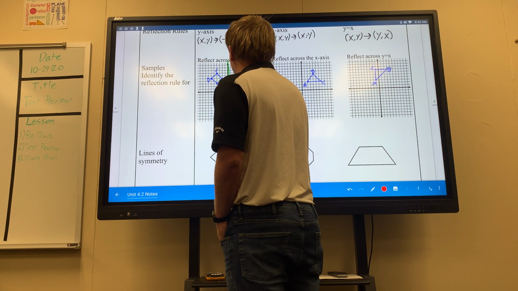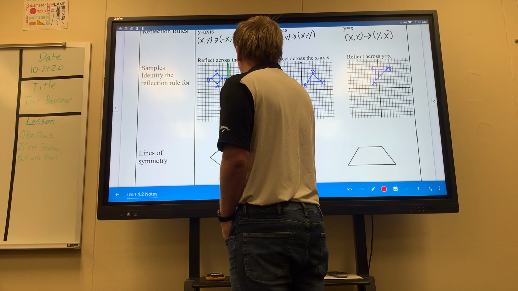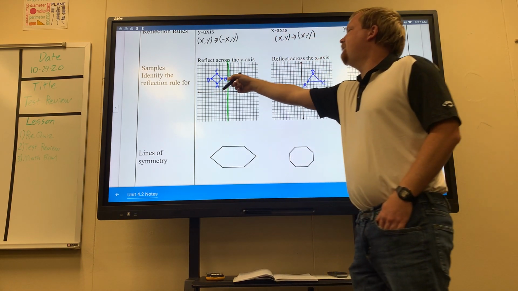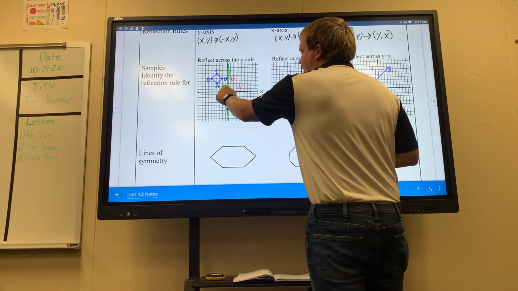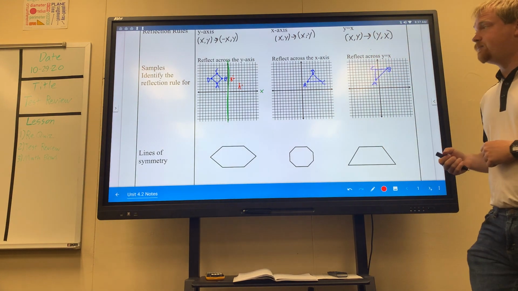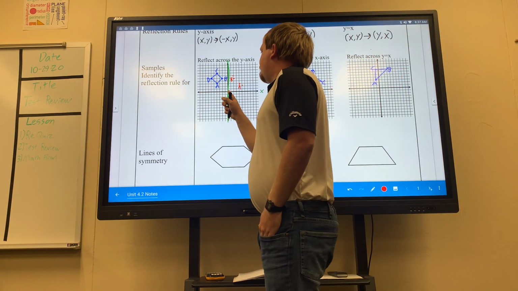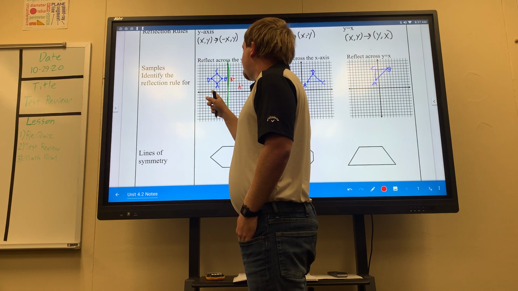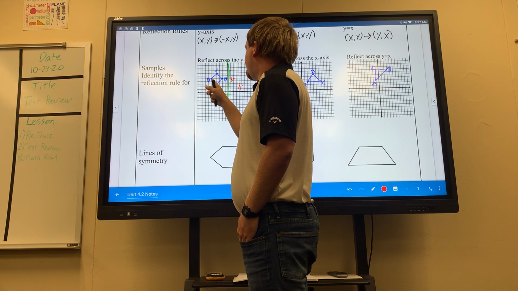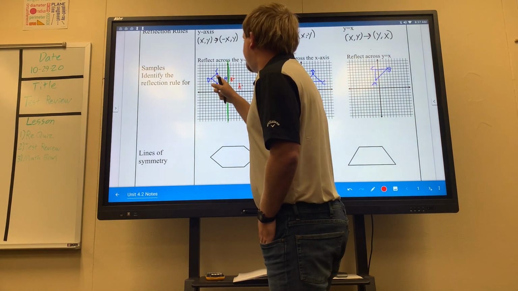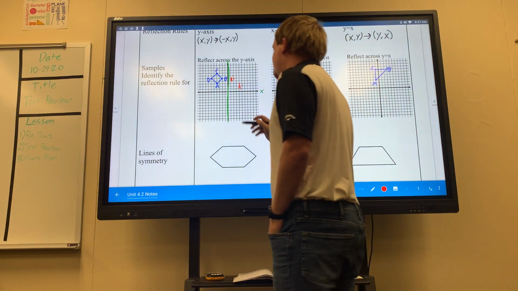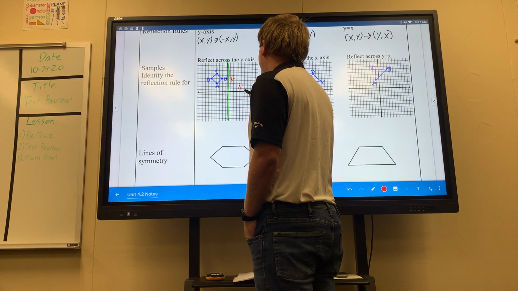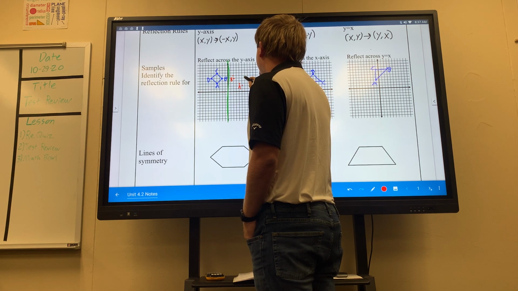1, 2, 3, 4. Because I know my y value here is 3, so I go up 3. But since it's a negative x, change my sign, it'll be a positive x. D is going to be negative 6, 5. Now remember, it stays a positive 5, but I get a positive 6 because I changed the sign of my x. 1, 2, 3, 4, 5, 6. 1, 2, 3, 4, 5.